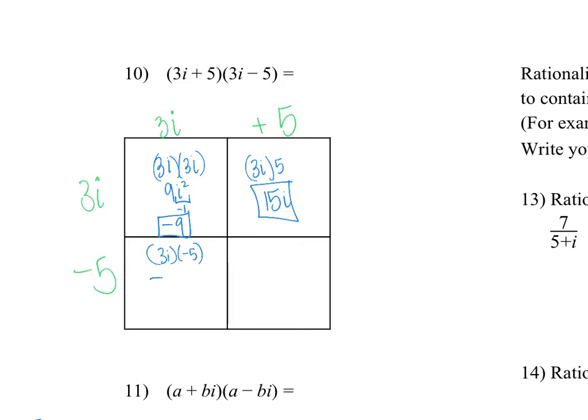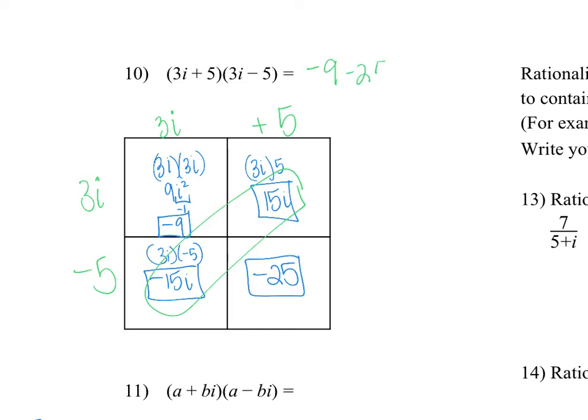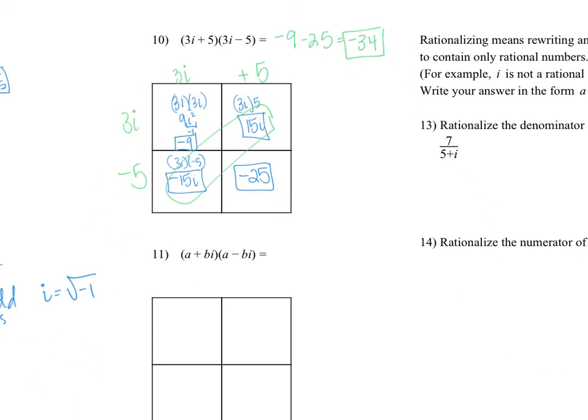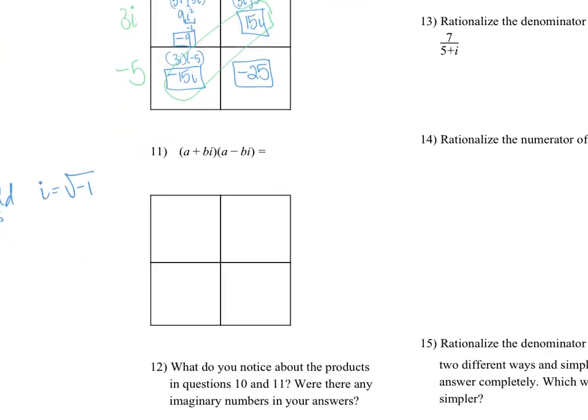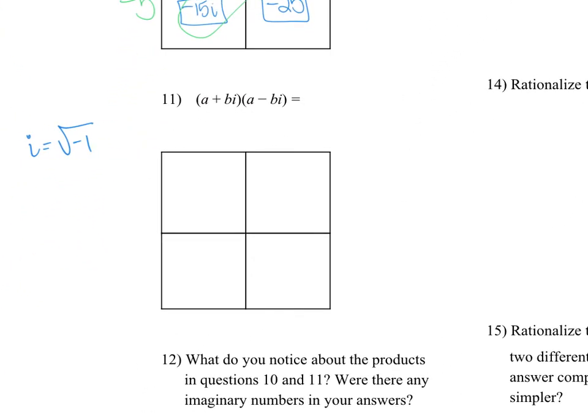That will be a negative 15i. And then negative 5 times 5 will be negative 25. So what's nice here, you can see these are going to cancel out. This should seem really familiar. So we're left with just negative 9 minus 25, which will be equal to negative 34. And so you can see those middles canceled out. And it's, again, because this is plus and minus, and besides that, they're exactly the same binomial, so you're going to get that happening. We'll try it again down here, number 11.